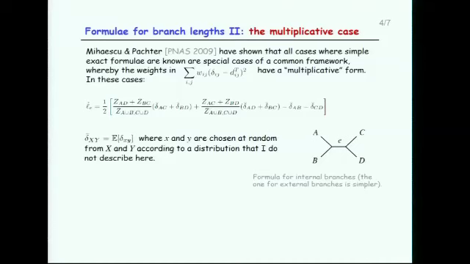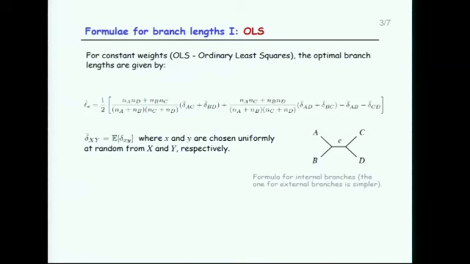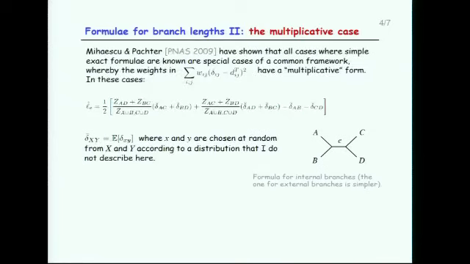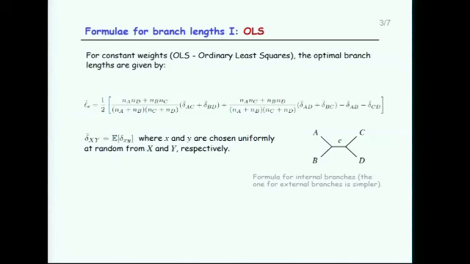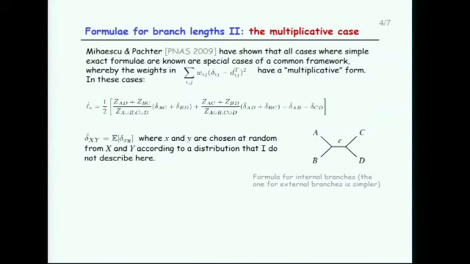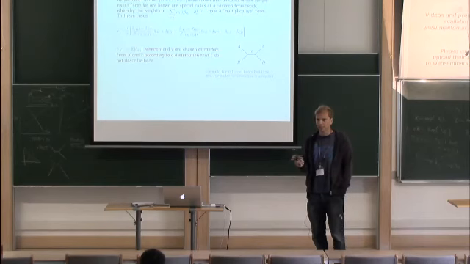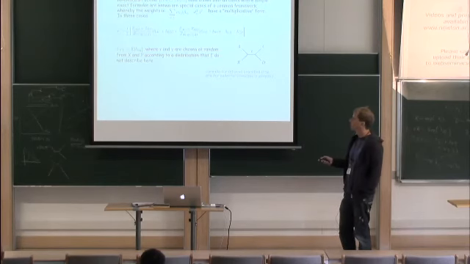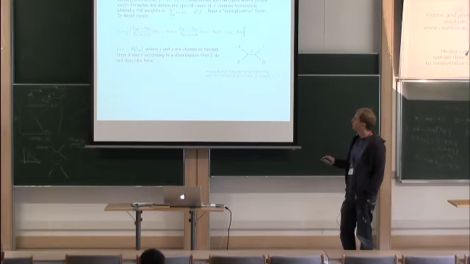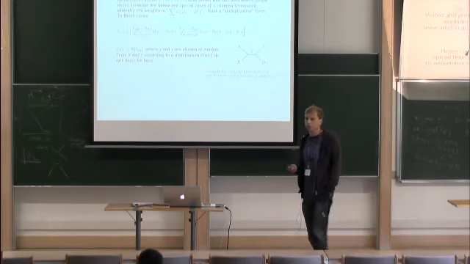And here we have a formula that is very similar to the one we've seen before. Again, we have these delta bar terms. I'm not going to explain them. The delta bar terms now are defined in a slightly different way. It's again the expectation of the distance between two taxa taken at random from the two clades, but now the distribution is not necessarily uniform.